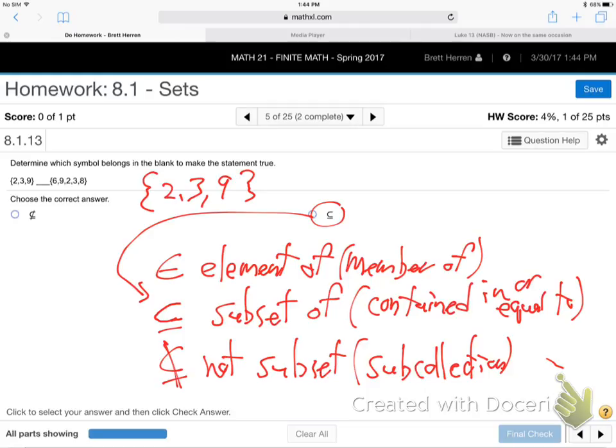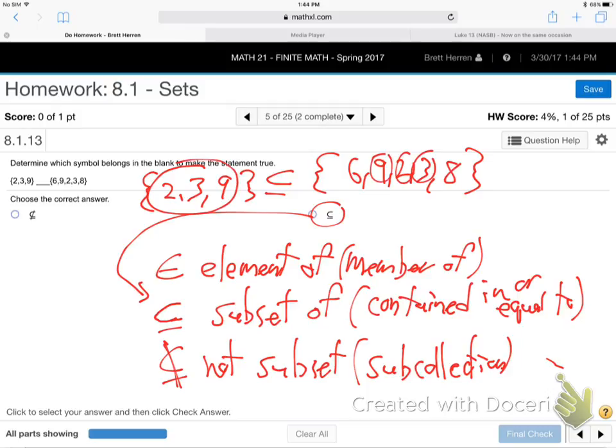Okay, so then here's the question. Is 2, 3, 9 contained in or equal to 6, 9, 2, 3, 8? Are these guys all found in here? 2, 3, 9. Yeah, they are. So we would say this is our answer. Contained in. Right? Again, the order doesn't matter. It's just a collection of objects. The order doesn't matter. So that one's a yes.